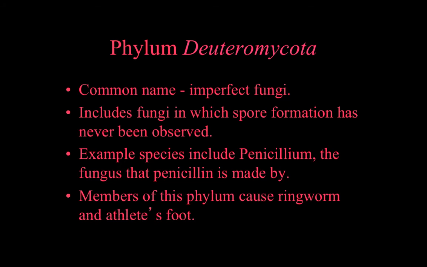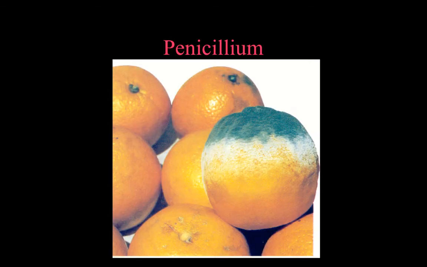Members of this phylum can also be kind of a pain. One member causes ringworm, another one causes athlete's foot. So we have some parasites here. There's a picture of the fungus Penicillium growing on an orange in a similar fashion to the way that it was first discovered. Last group we're going to talk about here are the lichens.